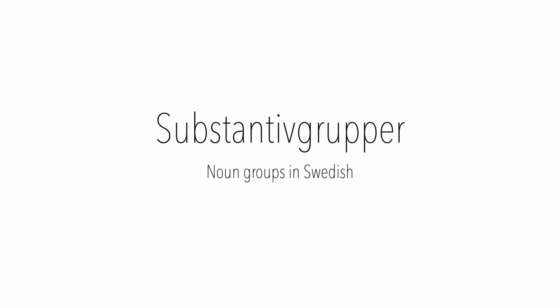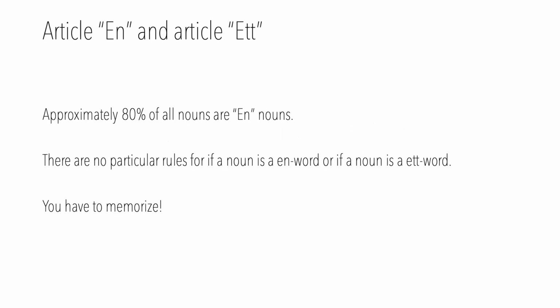Today we're going to talk about Swedish noun groups, which is called substantivgrupper in Swedish. We define nouns in Swedish with the article en and the article ett. Approximately 80% of all nouns are en words. There are no particular rules for whether a noun is an en word or an ett word. You just have to memorize.